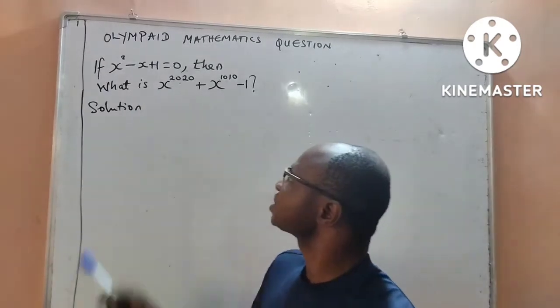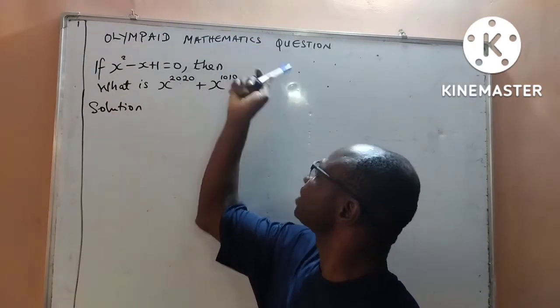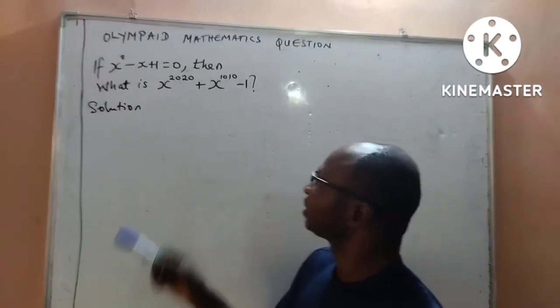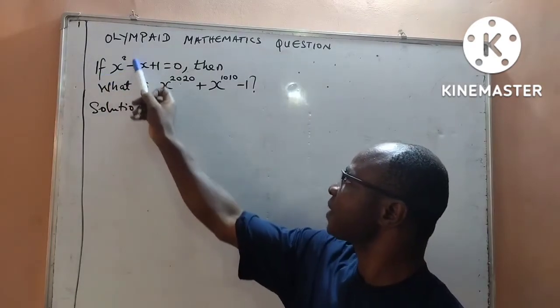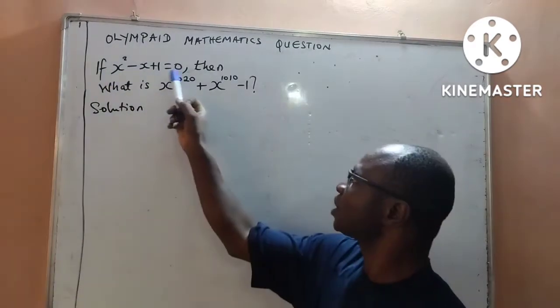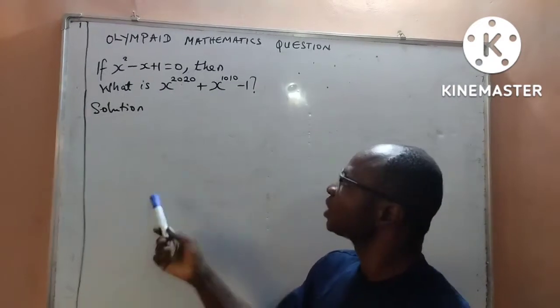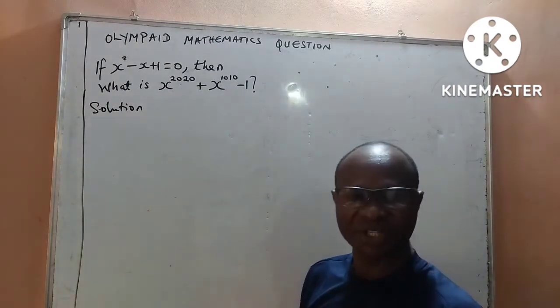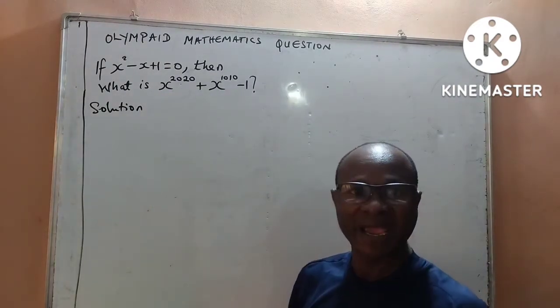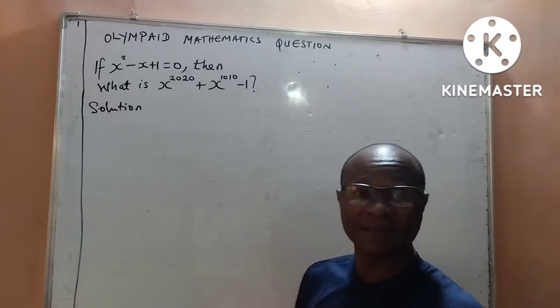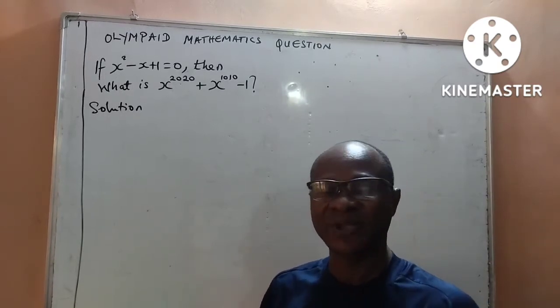In today's math class, Olympiad Mathematics Question, we are given: if x raised to the power 2 minus x plus 1 equals 0, then what is x raised to the power 20 plus x raised to the power 10 minus 1? That is the question we are given.